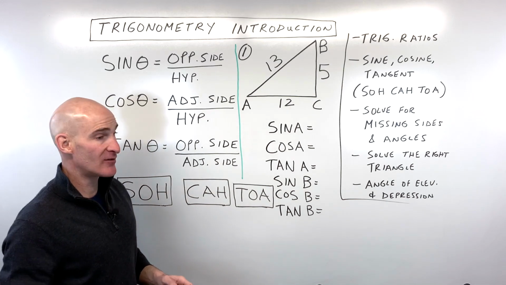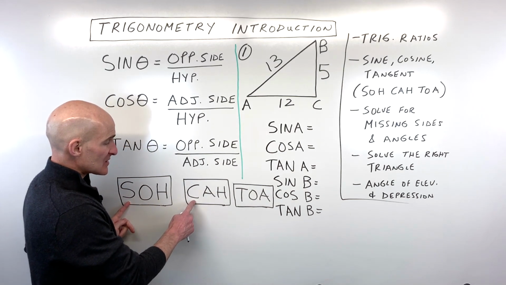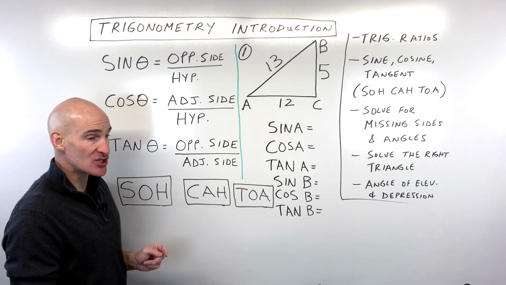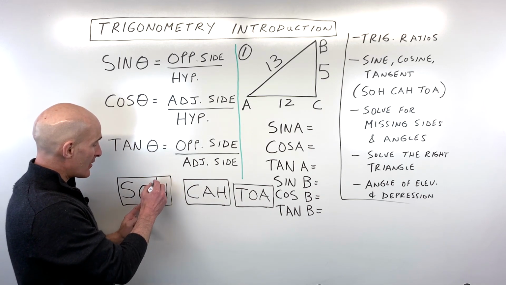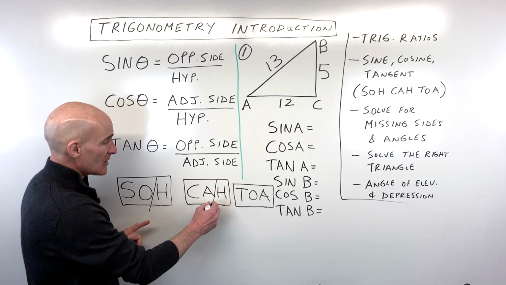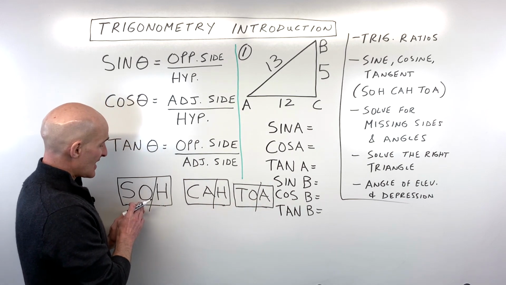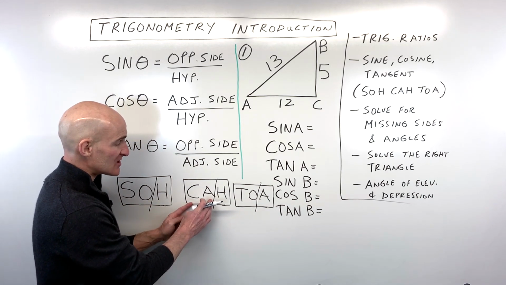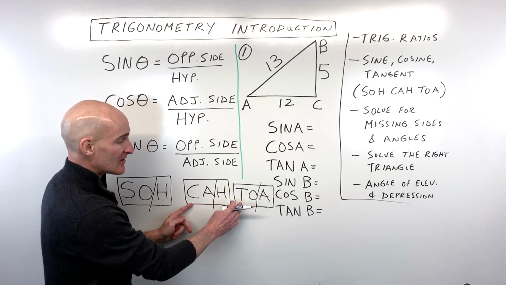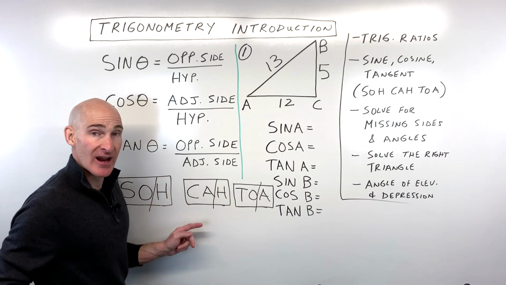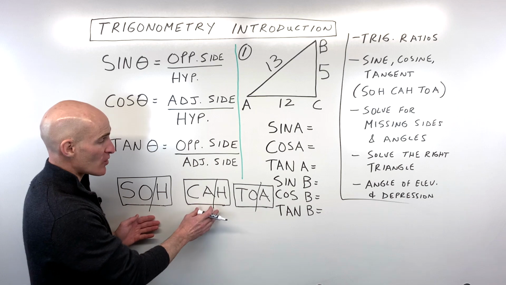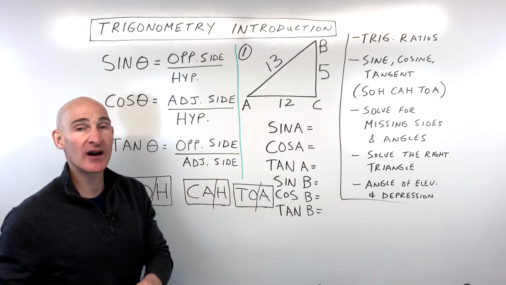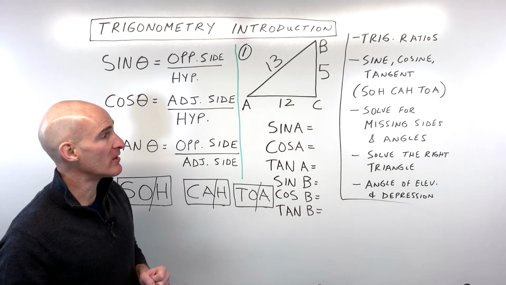Now, an acronym that can help us to remember this is the SOHCAHTOA acronym. And the way I like to think of it is S is for sine, C is for cosine, and T is for tangent. And it's always the second letter divided by the third. So what I mean by that is the sine is the opposite side divided by the hypotenuse. The cosine is the adjacent side divided by the hypotenuse, and the tangent is the opposite side divided by the adjacent side. So if you can just write that down and remember SOHCAHTOA, you're halfway there.